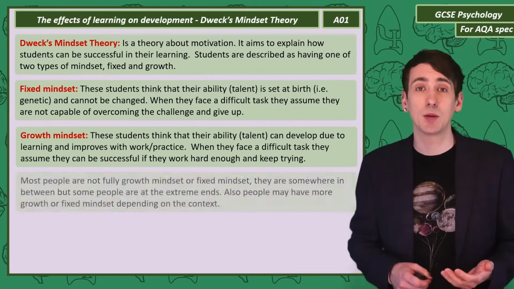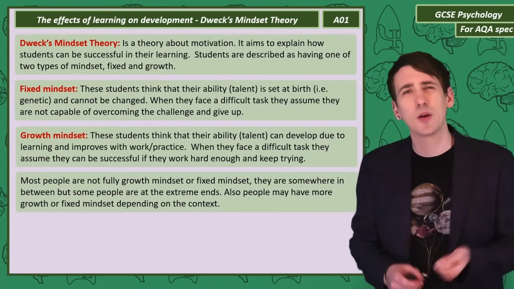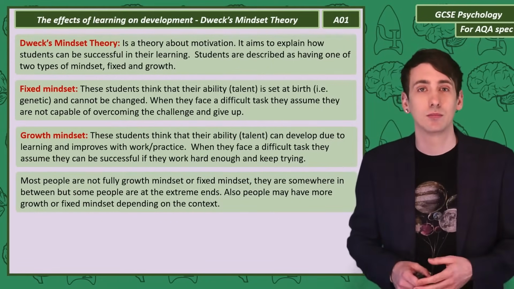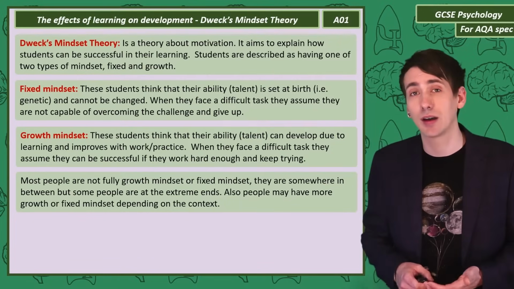Now, the theory suggests that people are not just completely one or the other, they are somewhere in between, with only a few people at the extreme ends. Also, whether you have a growth or fixed mindset can depend on the context.